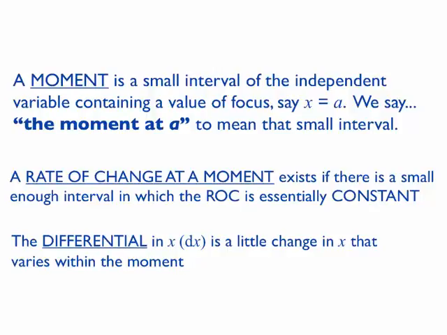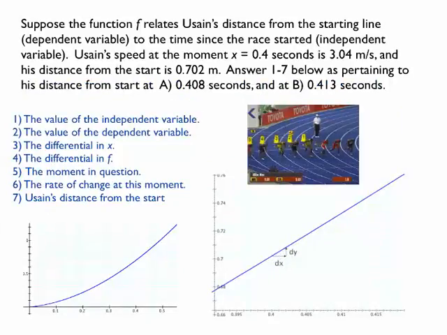So for more review and more to make sure we're on top of this. Suppose the function f relates Usain's distance from the starting line, dependent variable, to the time since the race started. And I'm saying Usain's speed at the moment, x equals 0.4 seconds. So what do I mean by that? His speed at the moment, x equals 0.4 seconds, means what?